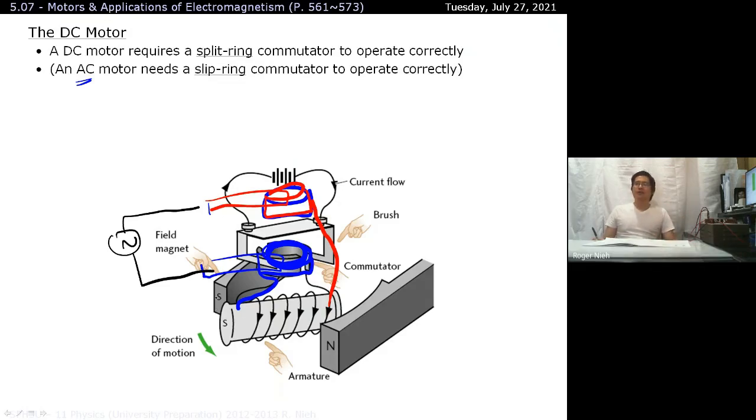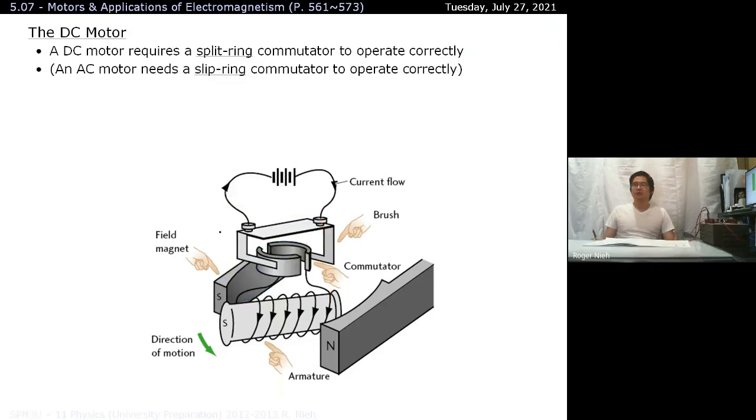That's how you can differentiate between a DC motor and an AC motor. In a DC motor, you always see that the middle part is split in half in a crescent shape. That's a DC motor. An AC motor will have two circles: a circle down below, and another circle or ring up above.